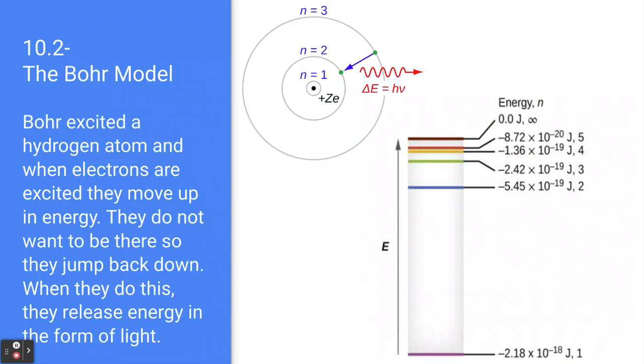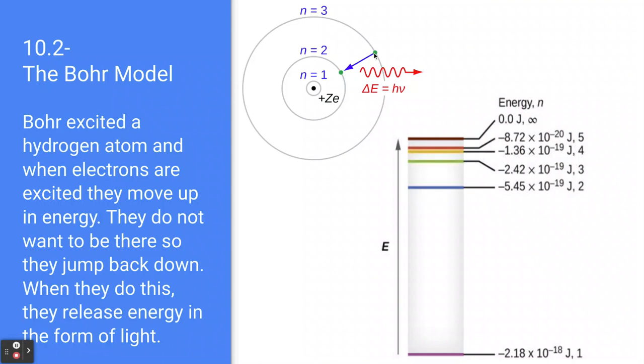So, how do we use light, or why do we even care about light? Well, there was a guy named Bohr, and what Bohr did is he took hydrogen atoms and he excited them. And when he excited them, he gave them some energy, and those electrons in the hydrogen atom started to bounce up to higher energy levels. So, this electron here, the green dot, moved from n equals 2 on up to 3.